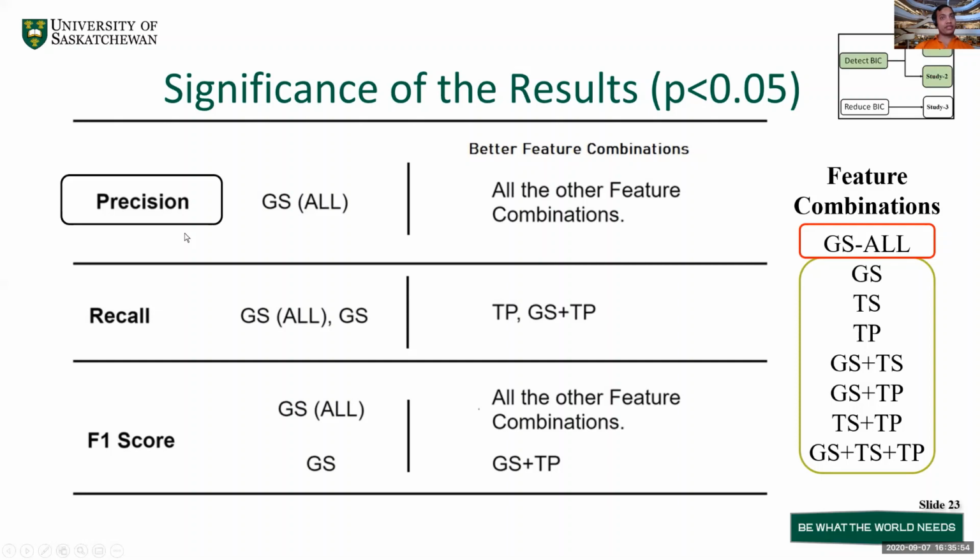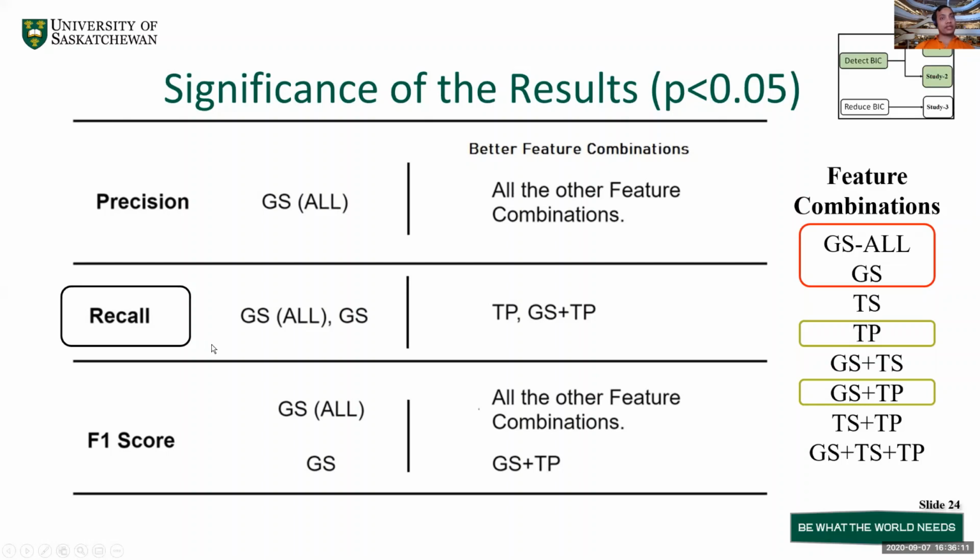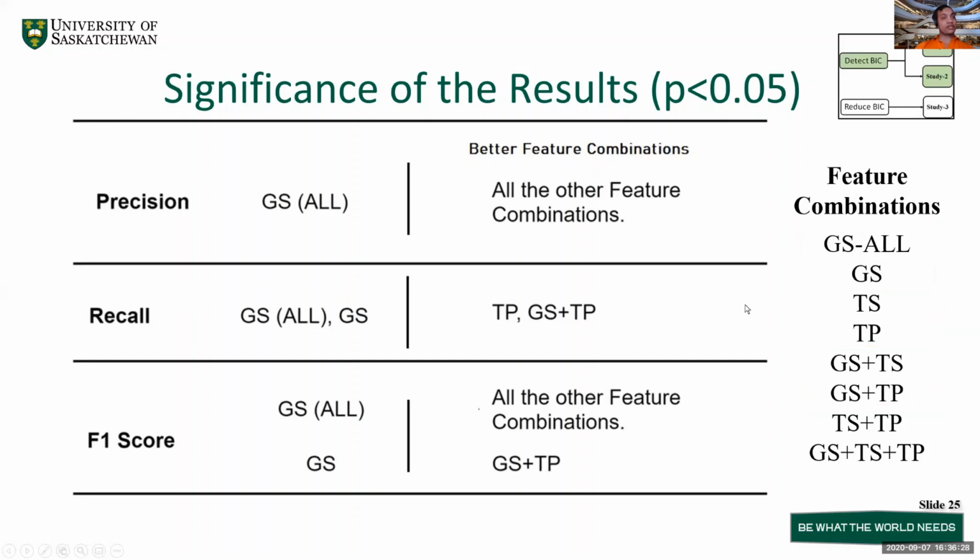While considering the precision, the results show that all the prioritized features are significantly better than the non-prioritized features. And while considering the recall, the token pattern, and the inclusion of token pattern with GitHub statistics, are significantly better than prioritized and non-prioritized, in both cases, GitHub and GitHub-based features.